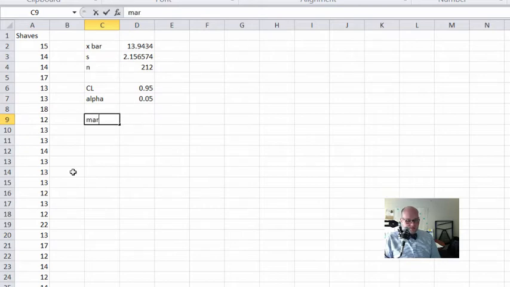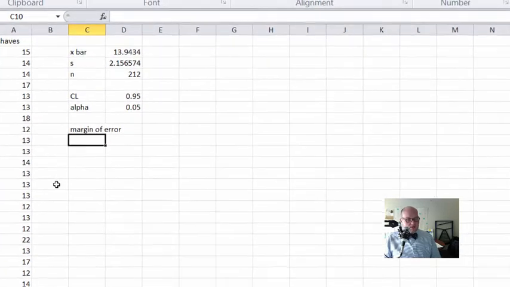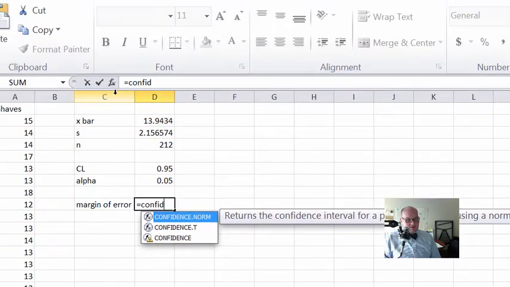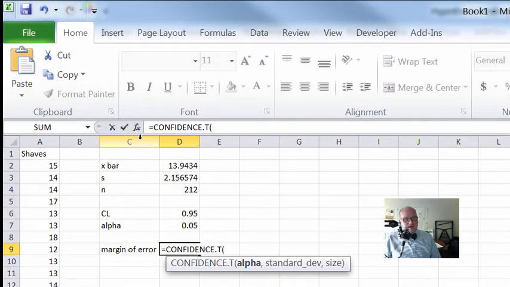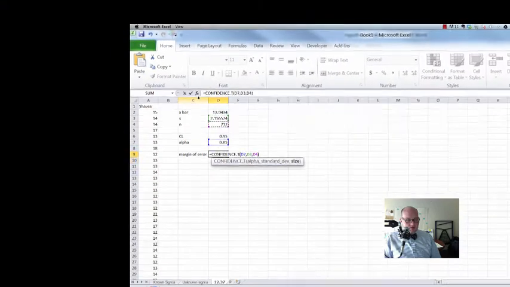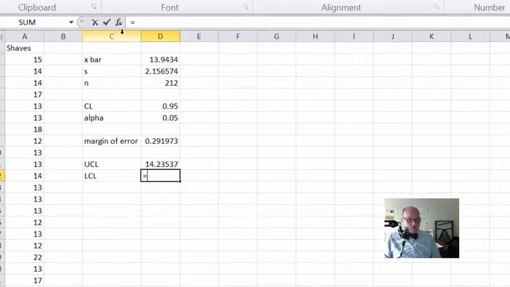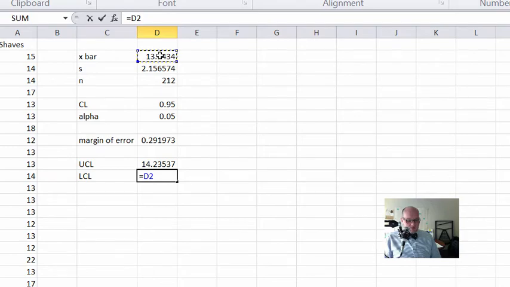So from here I could just find the margin of error pretty easily, right? Using this confidence.t. Why am I using .t? Because I don't have the population standard deviation. I have a sample standard deviation, but not the population. So I have to use a t distribution. Here's my alpha, here's my sample standard deviation, here's my n. Got it. Upper confidence limit, lower confidence limit: x bar plus my margin of error, and x bar minus my margin of error.